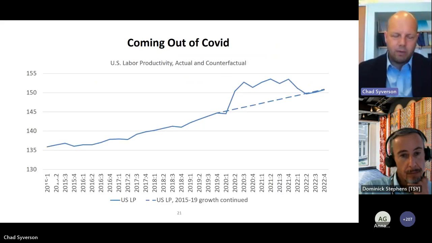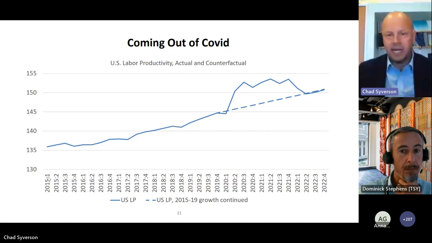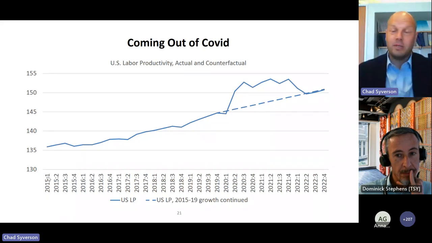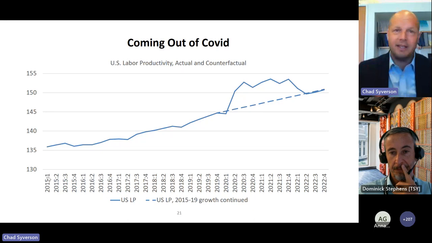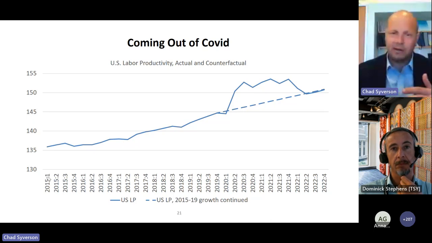Okay, so if you look at what's been going on in the U.S. with average productivity, what you actually see is there was a big acceleration in productivity towards the beginning of the pandemic, in part because this churn process wasn't damaged too significantly, and also simply because output went down a lot, but workers' hours went down even more.